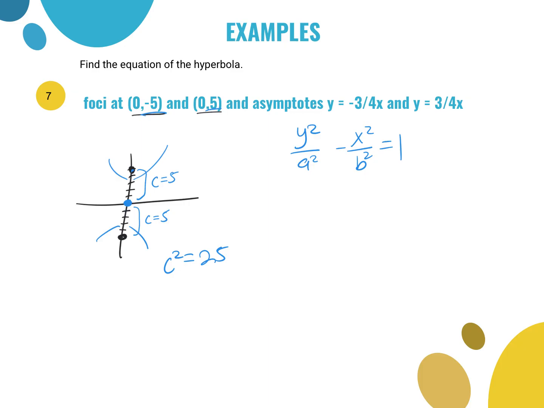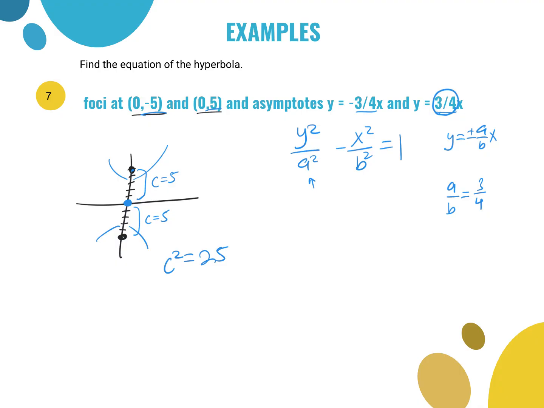All right, why is that important? Because we don't have an a or a b here, but we do have asymptotes, right? And remember, since a is with the y, that would make this equation plus minus a over b x, right? And in this case, a over b has to be 3 over 4. So let me just write that down over here, right? We know that a over b has to be 3 over 4, all right?